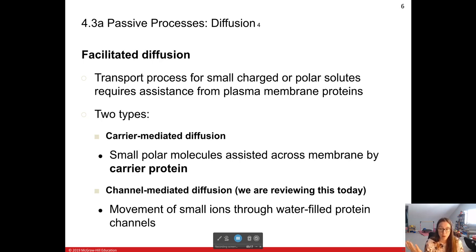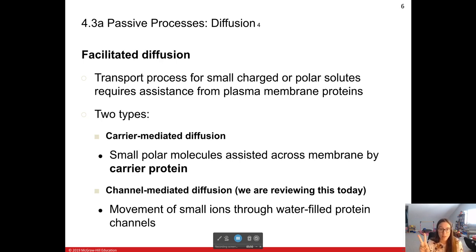So now some molecules are either polar, right? They have partial positive and partial negative charges. They're larger and polar, or they're ions, where they have a full positive or negative charge. And those are going to be repelled by the hydrophobic inner layer of our plasma membrane. And so these cannot move directly through the plasma membrane, and they require assistance from plasma membrane proteins, or integral proteins. They're the ones that go all the way through from one side of the membrane to the other.